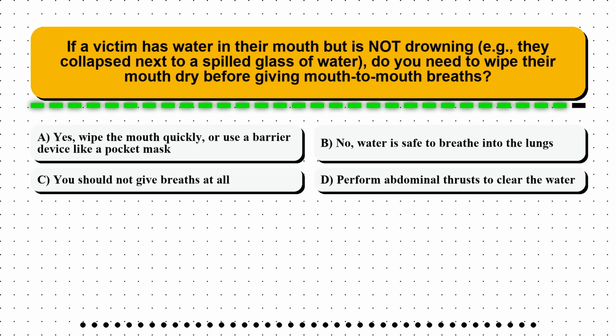Question 38. If a victim has water in their mouth but is not drowning, for example, they collapsed next to a spilled glass of water, do you need to wipe their mouth dry before giving mouth-to-mouth breaths? Option A. Yes, wipe the mouth quickly, or use a barrier device like a pocket mask. Option B. No, water is safe to breathe into the lungs. Option C. You should not give breaths at all. Option D. Perform abdominal thrusts to clear the water.